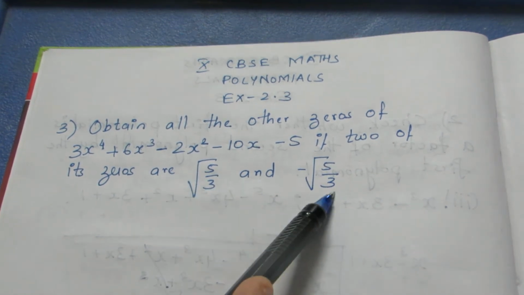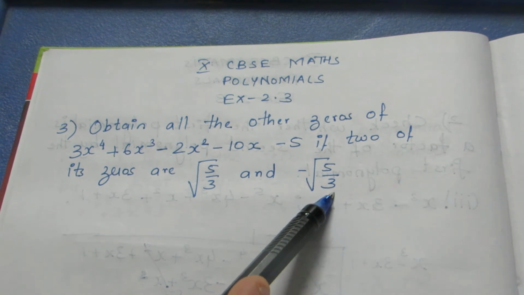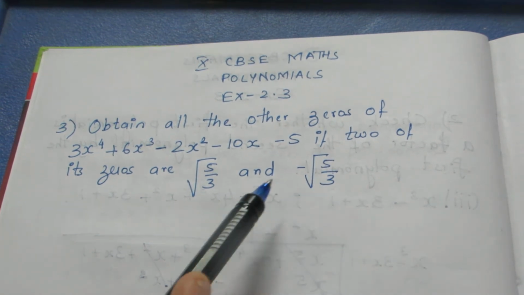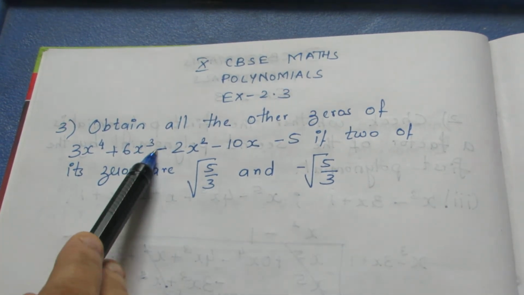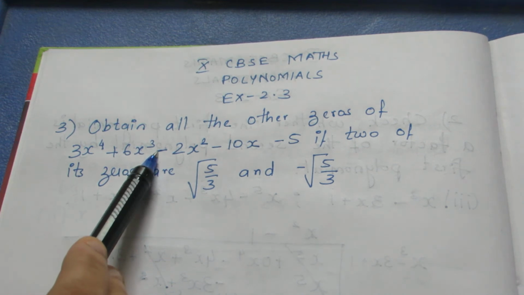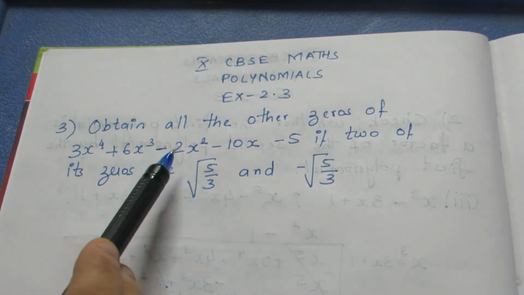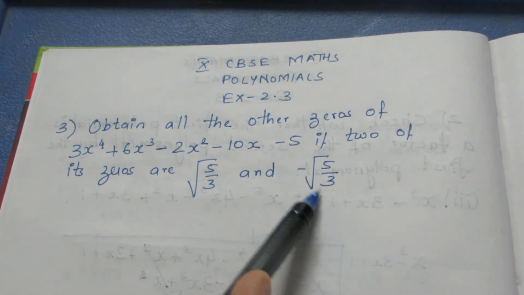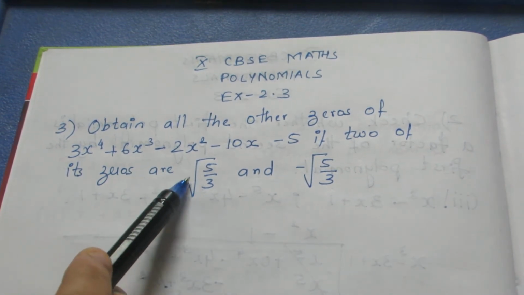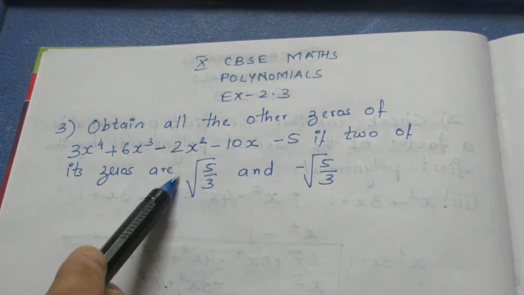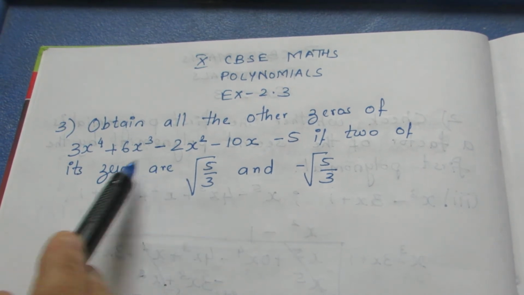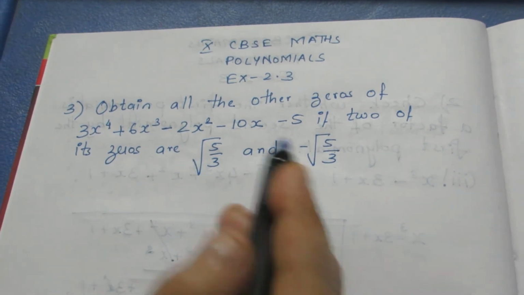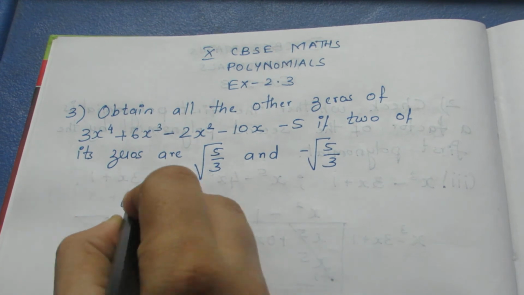Here the zeros are given. We need to form a quadratic polynomial from them and divide the given polynomial by this quadratic polynomial to find the other zeros. First we'll form a quadratic polynomial. This is an important question. It is asked in the board exam, so read it properly.